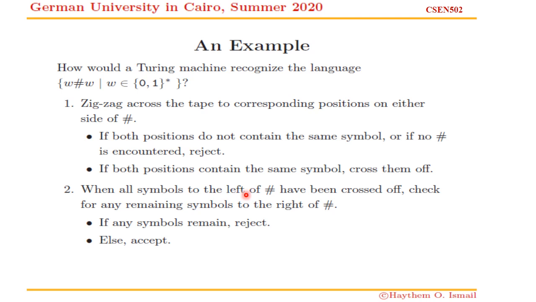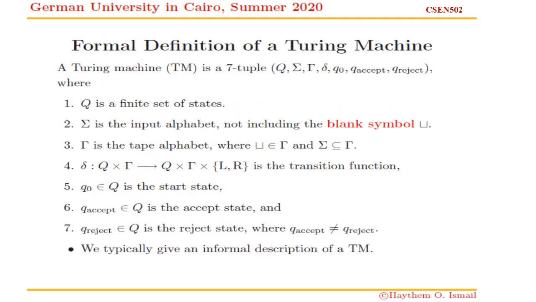When all the symbols to the left of the hash have been crossed off, you check for any remaining symbols to the right of the hash. If there are any symbols, of course, after the X's, they reject. If there aren't, in that case, we accept, as we saw in the example. Okay.